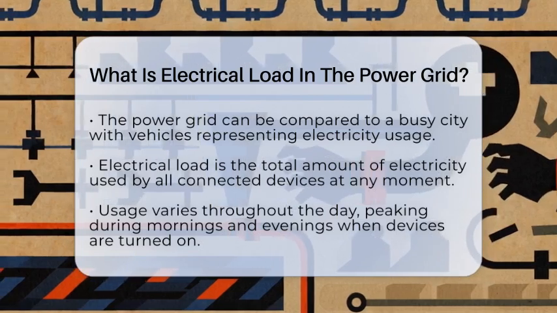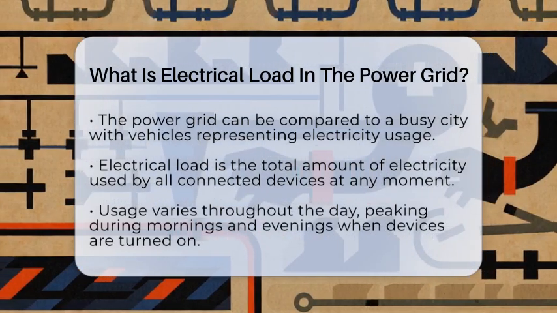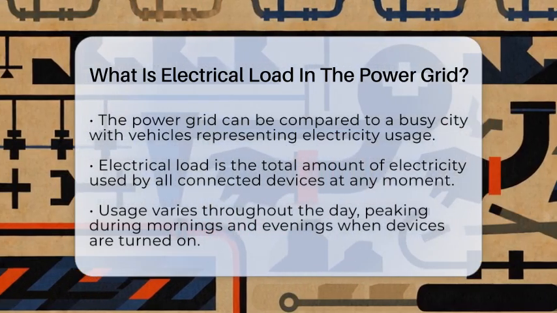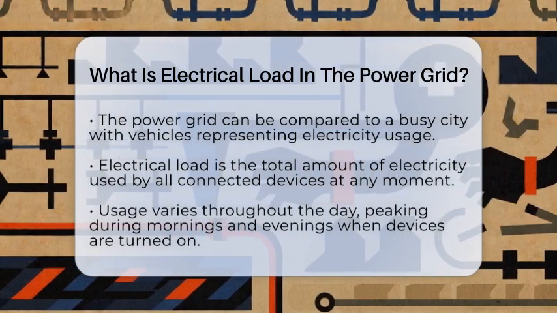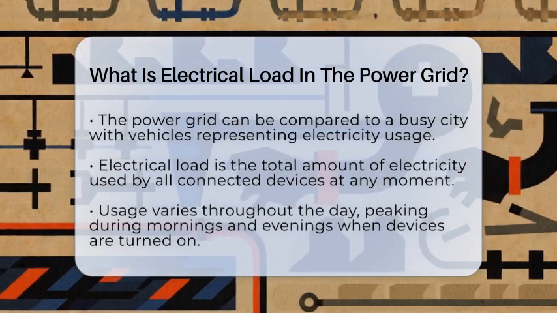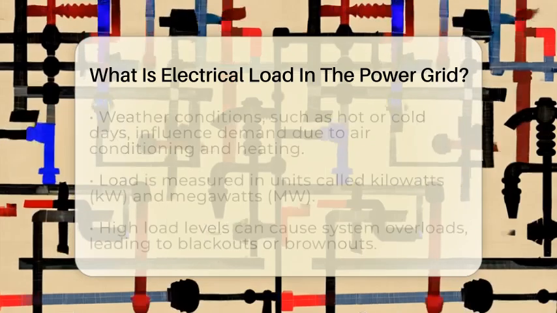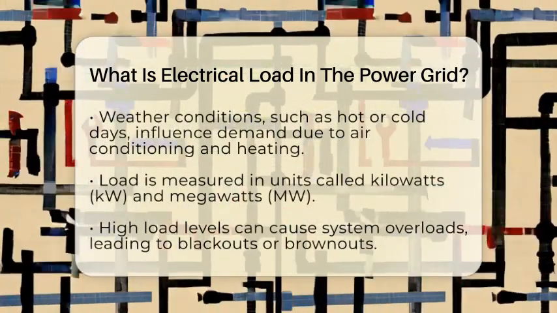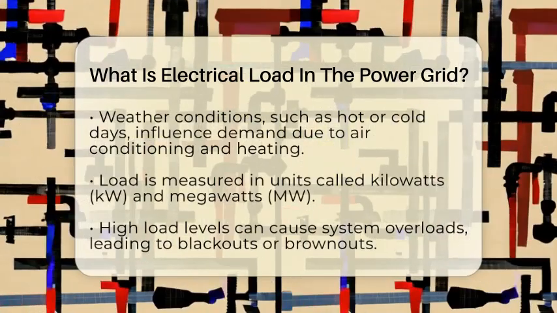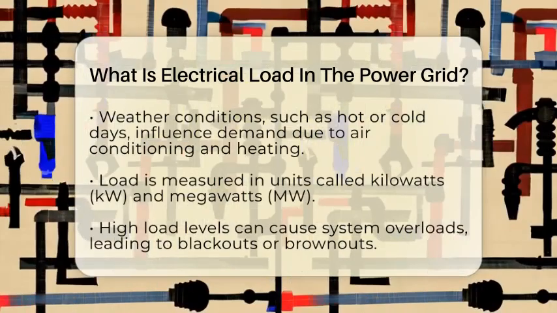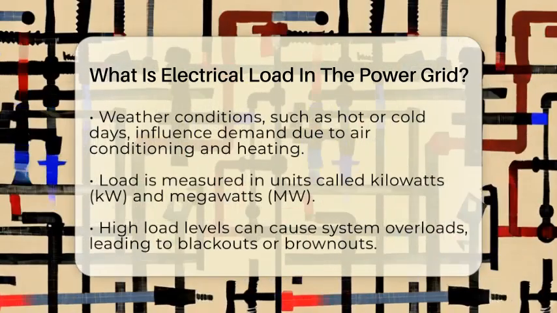Electrical load is constantly changing. During the day, when people are awake and using devices, the load is high. Early mornings and late evenings see the biggest spikes because people turn on lights, heaters, and appliances. In the middle of the night, the load drops as fewer devices are in use. Weather also plays a big role. On very hot days, air conditioning units run more, increasing the load. Cold days make heating systems work harder, which also raises demand.